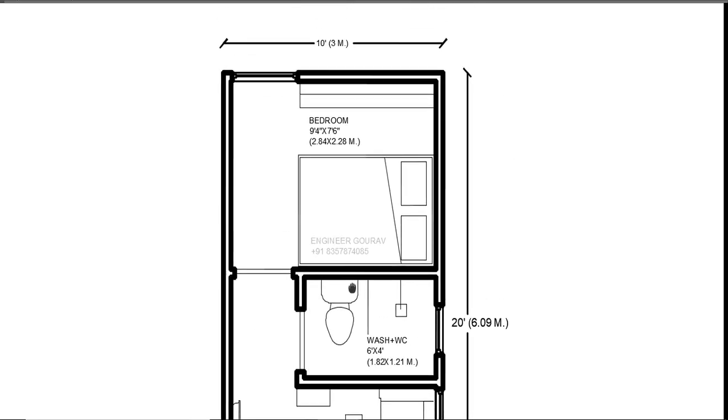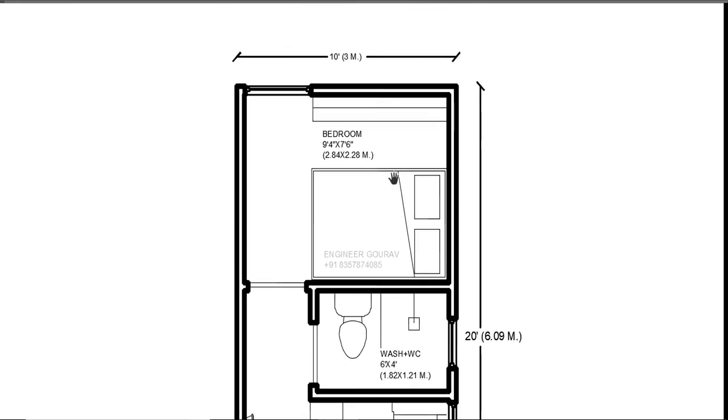So we have bedroom here. You can see here the bed arrangement, wardrobe arrangement and also a large size window for ventilation and light purpose of this room. So this is the floor plan of the house you are watching on the screen.